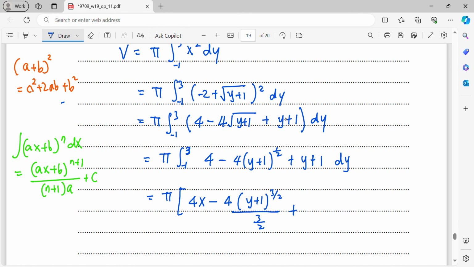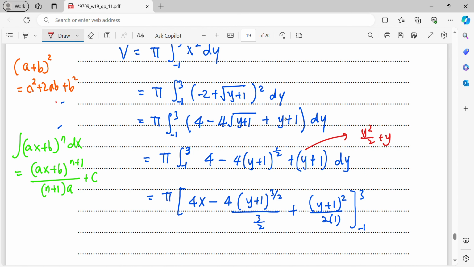Then plus y plus 1, I can group it together and apply this formula. That means this is y plus 1 squared over 2, and differentiating y plus 1 gives 1. Now if you do not prefer this grouping method, you can just treat this as 2 terms and integrate, it will be y squared over 2 plus y. That is another option for the integration.